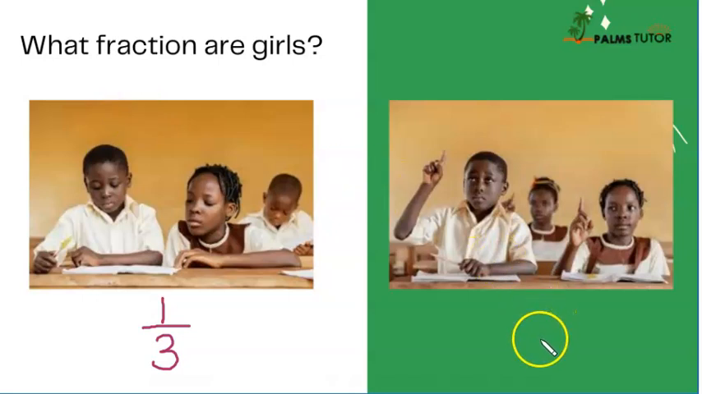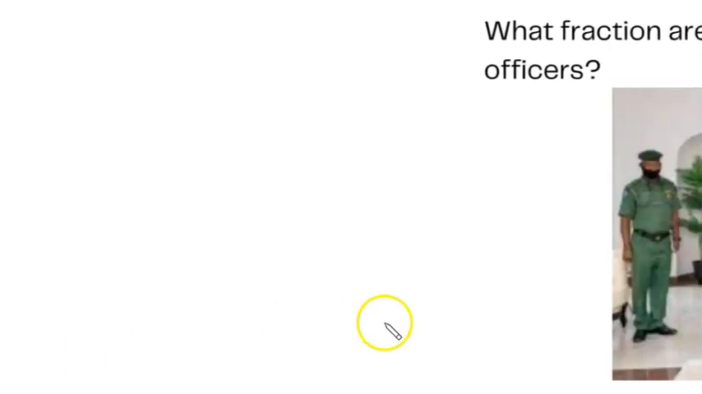In the second picture, it's not the same. Now we also have how many people? 3. 1, 2, 3. Now, how many of them are girls? What fraction are girls in this instance? I have 1 girl and another girl. So in this case, I have 2 out of 3. 2 out of 3 students in this class are girls. Is that fine?